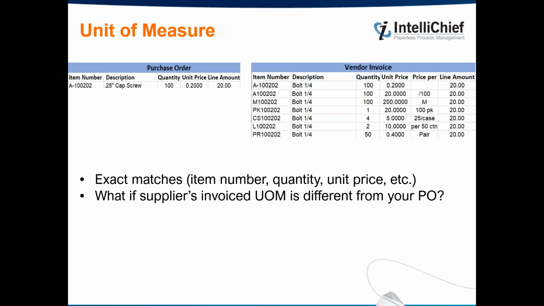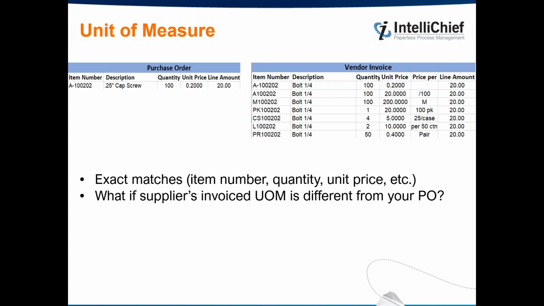But the reality is that supplier might invoice you any one of these other ways, right? They might send you an invoice for a quantity of 4. Does a quantity of 4 equal 100? Well, no, it doesn't, unless there's 25 in a case and they're invoicing you per case, right? Or they're invoicing you 50 per pair.